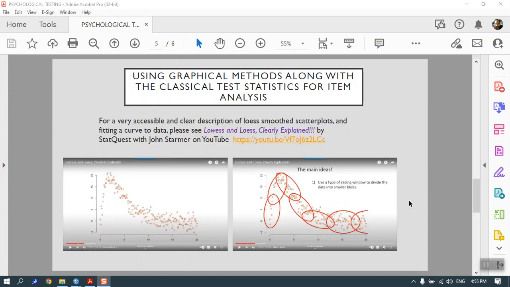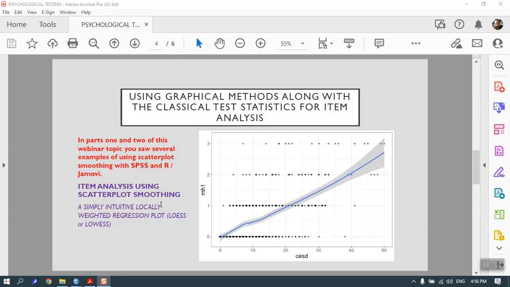I want to say a little bit about these LOESS smooth scatter plots. John Starmer on YouTube on StatQuest has an absolutely wonderful video titled LOWESS and LOESS clearly explained, with 3 exclamation points. And he does a terrific job explaining the core ideas, giving you an intuition. So for example, in his example here, you have a scatter of data, and the idea is a locally weighted regression plot.